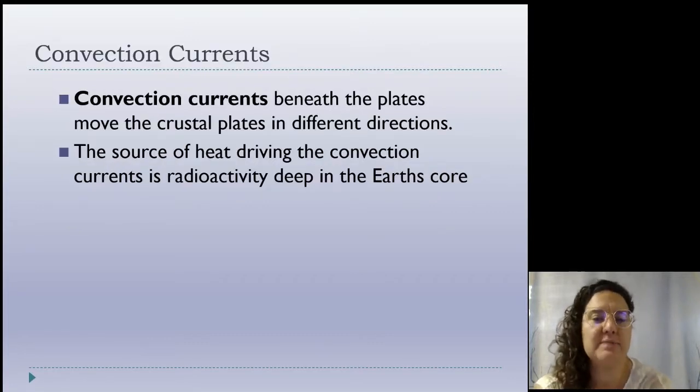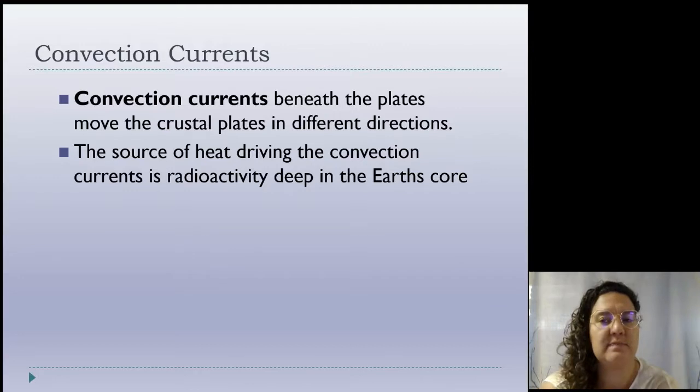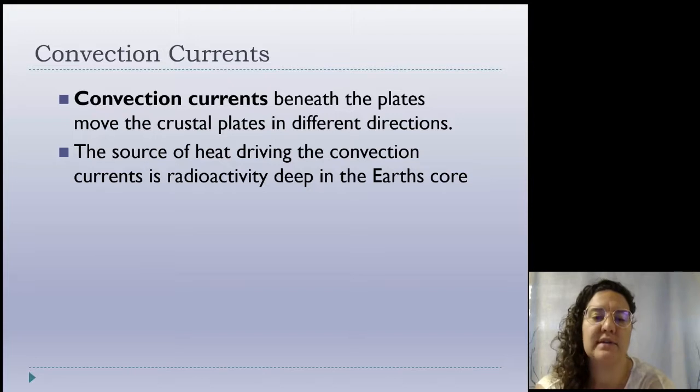So the convection currents beneath the plates move the crust in different directions. In some places the crust is moving apart from the next crustal piece, and in some places the crust is moving towards the next crustal piece. And the source of all these convection currents is heat from radioactivity deep within the Earth's core.